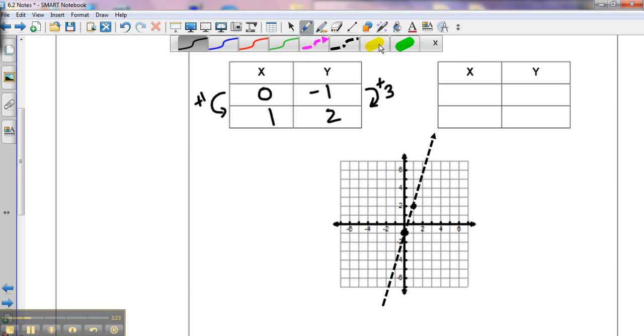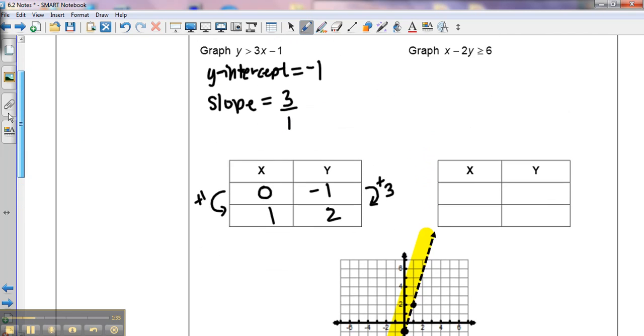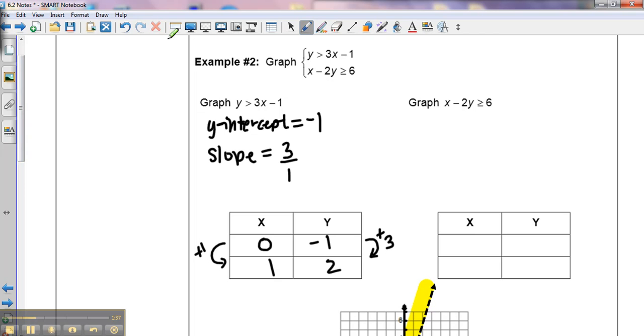Now, because I know I'm going to shade a whole bunch of stuff, I'm not going to shade it all in right now. I'm just going to do this so that I know which side I want to shade. Okay, and so when I come back in a minute, I'm going to have it so that it'll shade the correct answer. All right, this second guy right here is in standard form.